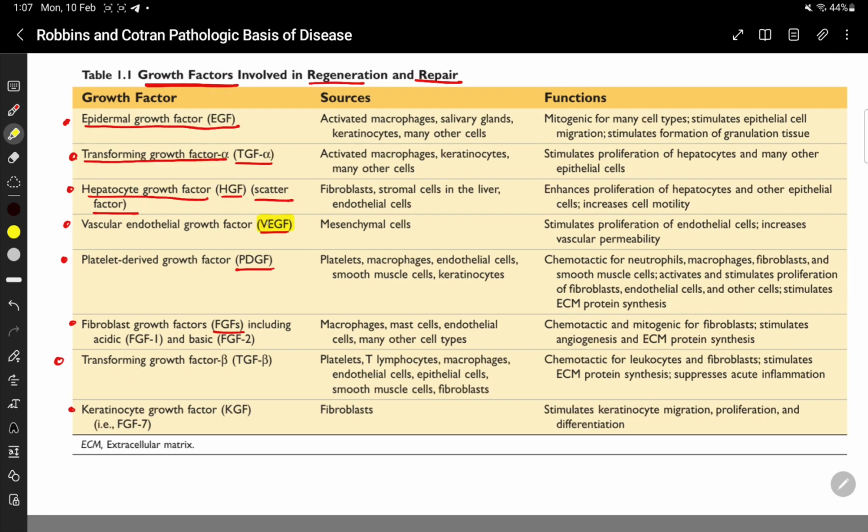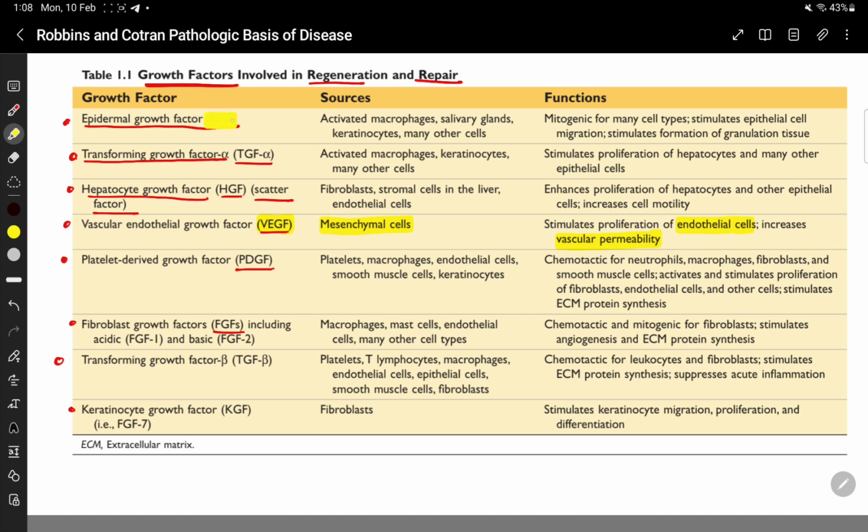Vascular endothelial growth factor, VEGF. The source is mesenchymal cells. The function is to stimulate proliferation of endothelial cells and increase vascular permeability.